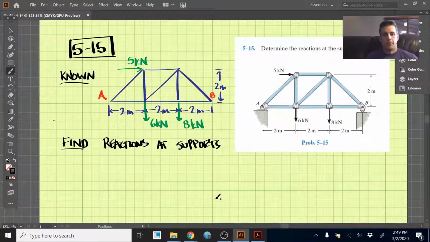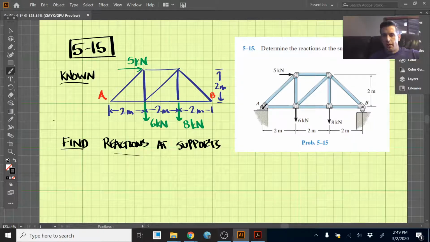Okay, so let's do problem 515 here. And I have the diagram pulled up here in the upper right hand corner. What we're looking to find on this diagram is the reactions at the supports here. So the reactions at the supports, that's A and B on both ends.